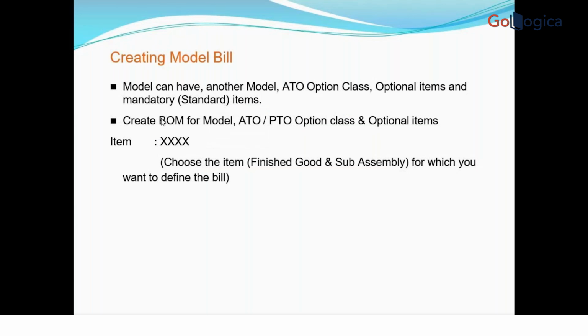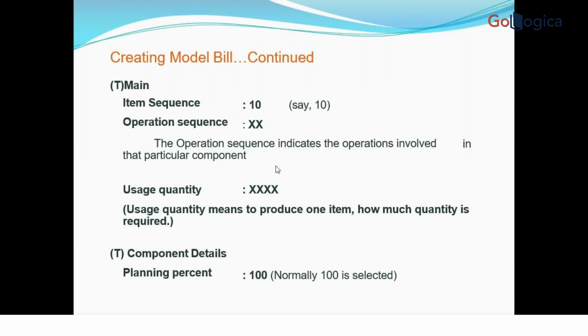So create the BOM for the model, ATO or PTO option class, and the optional items. See level 1, level 2, and level 3. Choose the finished item for which you want to define the bill. See, this is how it goes now, creating the model bill.